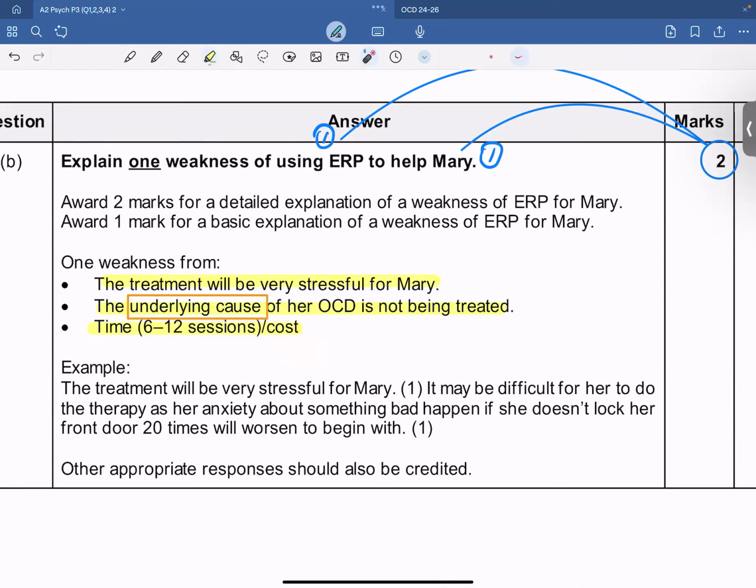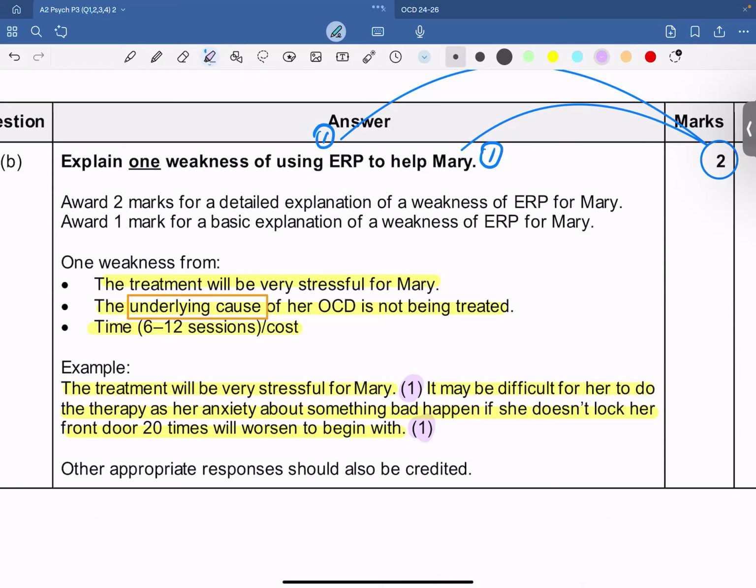Now, taking this ahead, having a look at the example, the treatment. We have to connect it to Mary to be able to score both marks. The treatment will be very stressful for Mary. Number one, that's a weakness. Let's elaborate it. It may be difficult for her to do the therapy as her anxiety about something bad happening if she doesn't lock her front door 20 times will worsen to begin with. Of course, it was something that used to cause you a lot of trouble, a lot of anxiousness, a lot of stress. So whatever was causing you stress, you are being made by the therapist to resist that urge of being involved in a compulsive act.